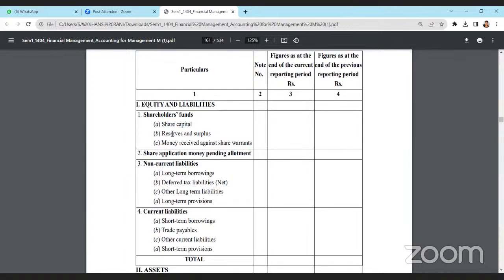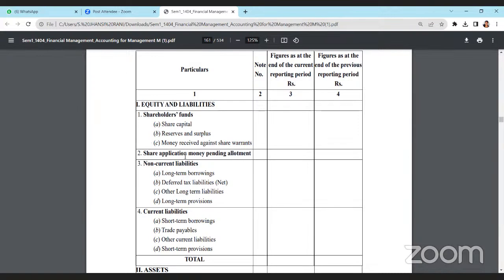Next, reserves and surplus. Reserves and surplus means any net profit we get in our business, or any reserves we maintain to meet future contingencies. These belong to the shareholders only, meaning the owners. Next, money received against share warrants: if any share warrants are issued and we receive money, that also belongs to the shareholders. This is the first heading.